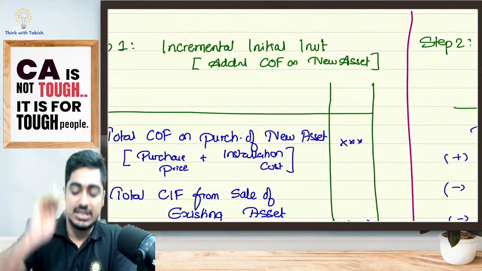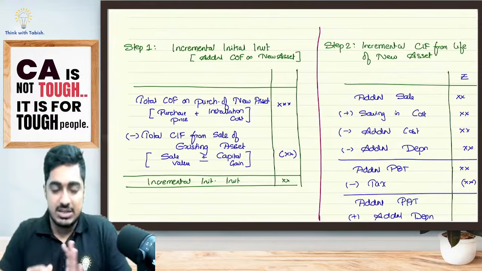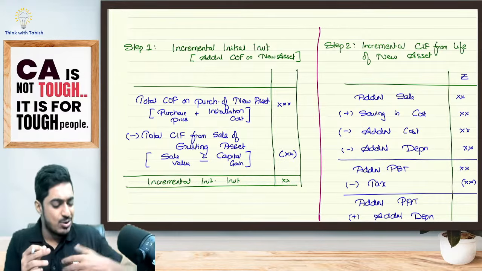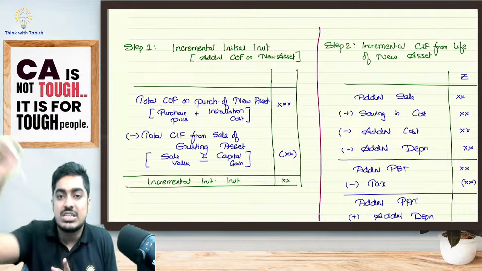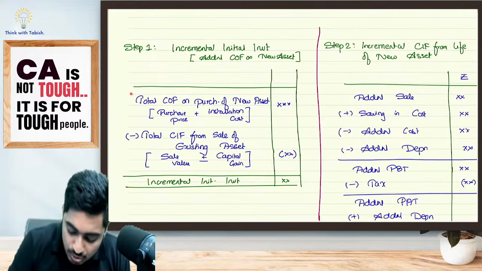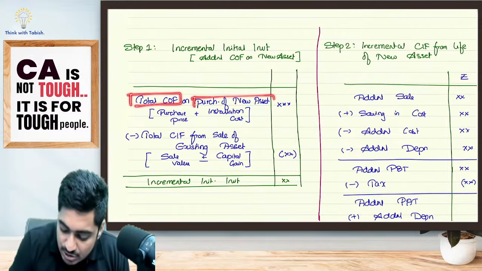How much extra initial investment? Now imagine I have an existing machine, and I don't want this existing machine. I am purchasing a new machine. In order to purchase the new machine, I have to pay a cost. Yes or no? So, the total cash outflow to purchase the new asset.